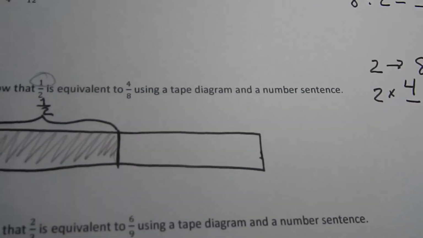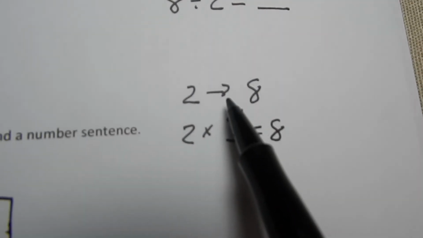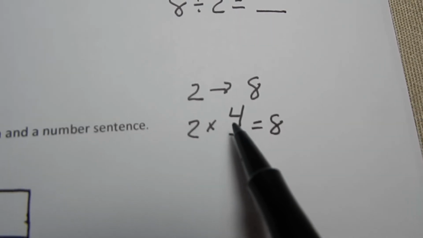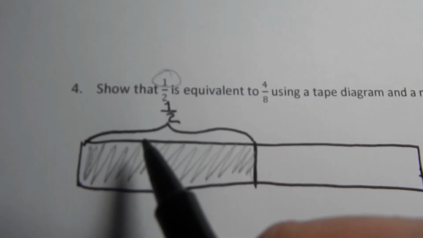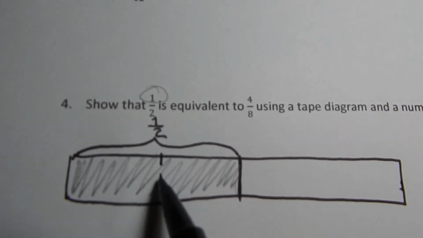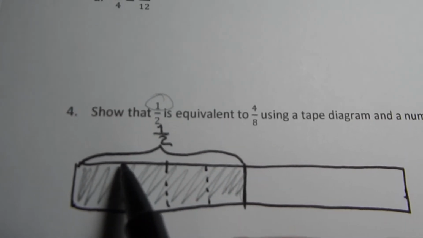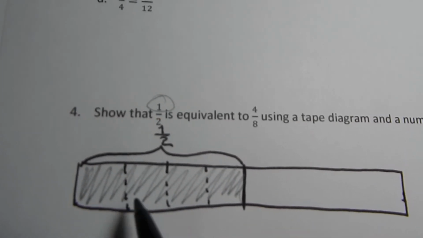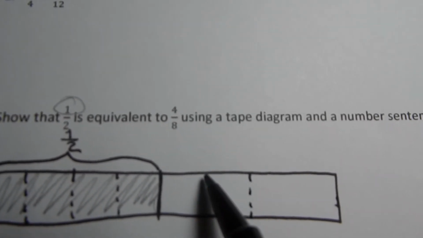So that means that I need to take each one of these pieces and divide them up into 4 equal pieces. I need to take each half and turn it into 4 equal pieces. So I'm going to go ahead and do that. And the way I'm going to do that is I'm going to put my dotted lines in. And remember, whatever I do for this one, I need to do in this one too. So this is how I do it.